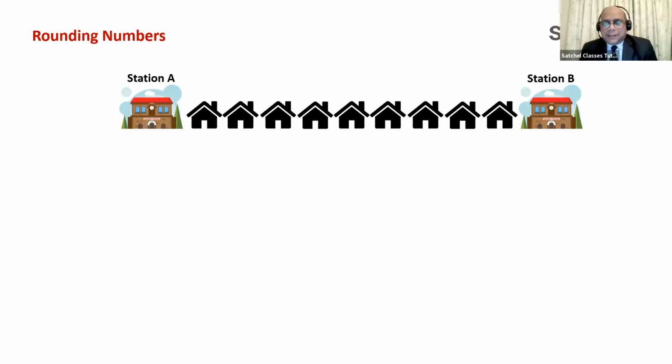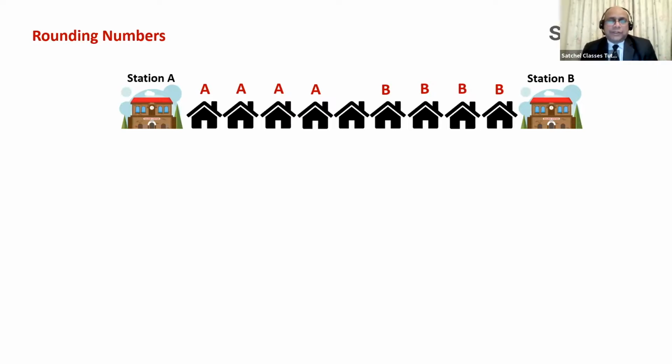For that, let's take a real life situation. Let's say we have two train stations, A and B, and there are 9 houses between these two train stations. Let's assume that the families in each of these houses go to the train station which is nearest to their home. So which of these houses will go to station A and which will go to station B? Well, that's pretty obvious, right? The first 4 houses are closest to station A and hence they will all go to station A. The last 4 houses are all closest to station B and hence they will all go to station B.